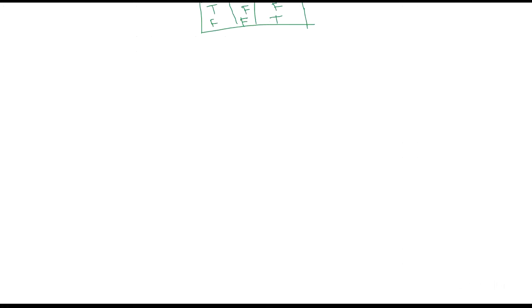One more example. Let P and Q be propositions. P, it is below freezing. Q, it is snowing. Then, it is below freezing and snowing can be written as P and Q. It is either snowing or below freezing can be written as P or Q.